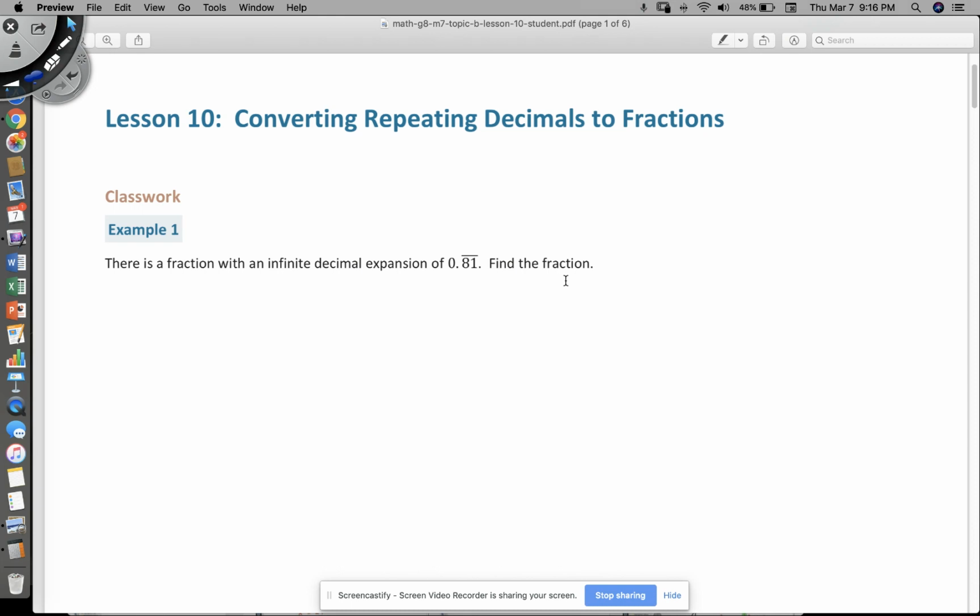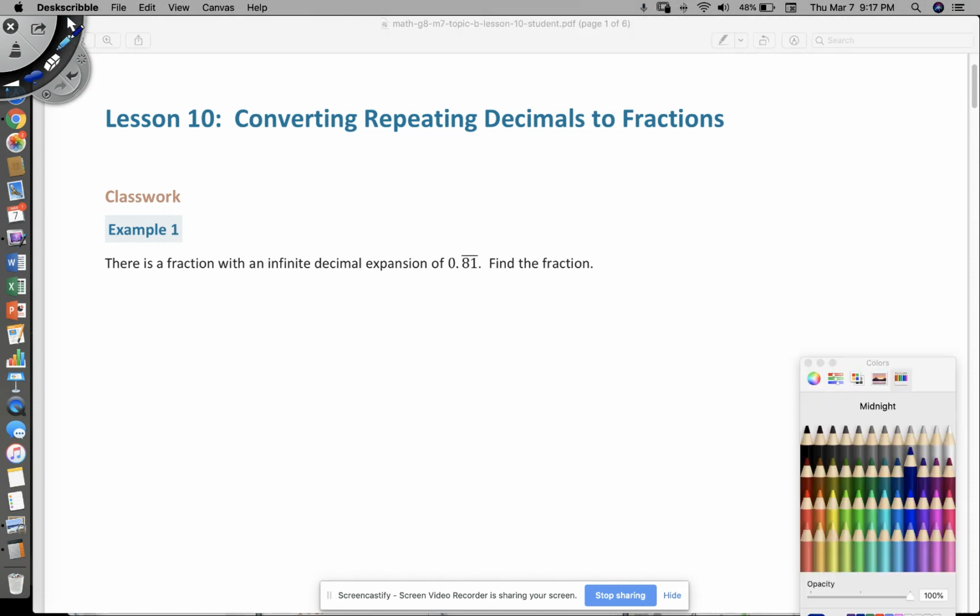This is an 8th grade video on Module 7, Lesson 10, Converting Repeat Decimals to Fractions. So we've been working with these different types of decimal expansions and algorithms. So now what do you do when you actually have that repeat decimal? How do you turn it into a fraction if it keeps going on forever?